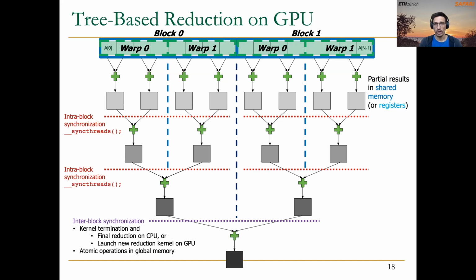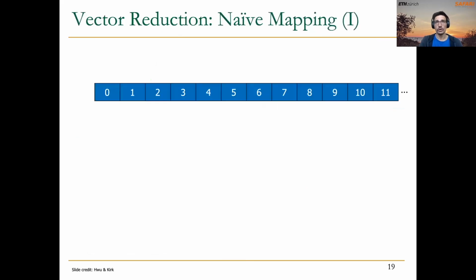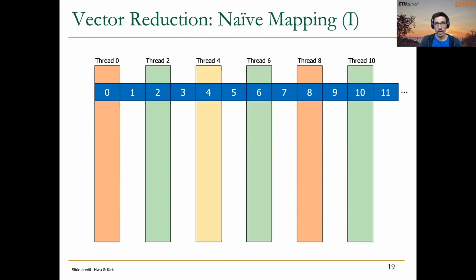In the end, we will obtain a final result that will be the reduction result. So let's see how to map this tree-based reduction on GPU, now taking into account other considerations related to the performance and optimization of our code. We could start doing a naive mapping of threads to computation, because in the parallel reduction, in each iteration, every thread that is active is adding 2 values.